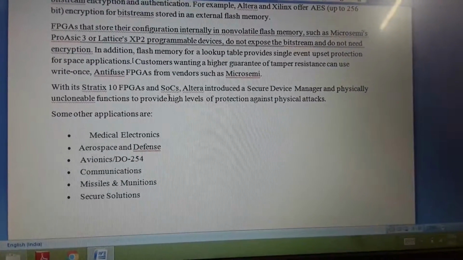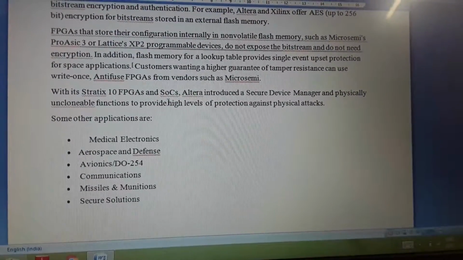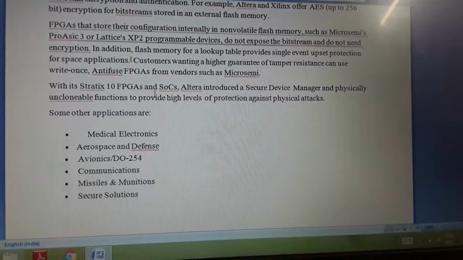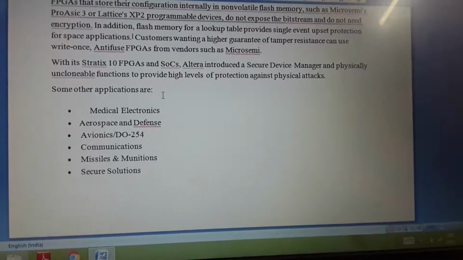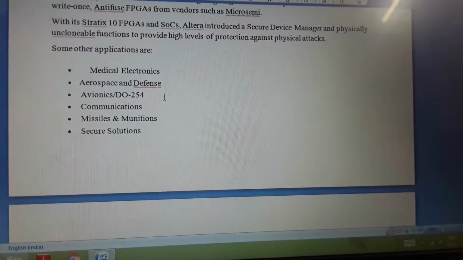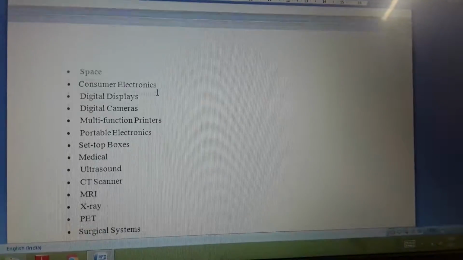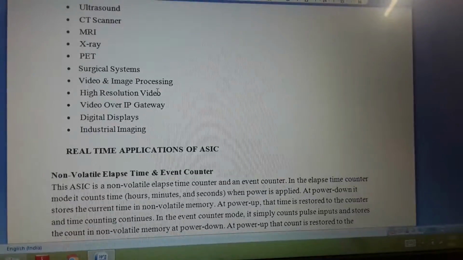With its Stratix 10 FPGAs and SoCs, Altera introduces a secure device manager and physically unclonable functions to provide high levels of protection against physical attacks. Some other applications are medical electronics, communications, etc. These are some other applications.